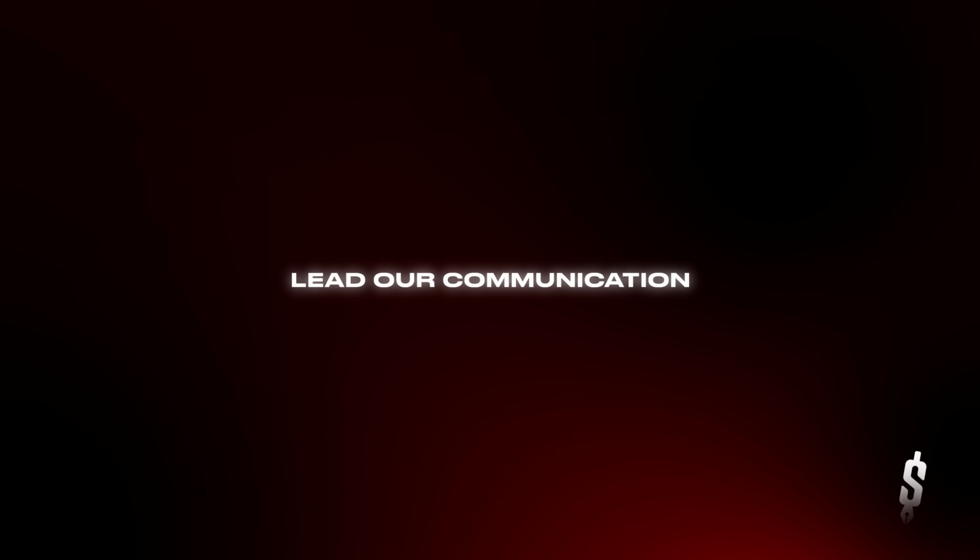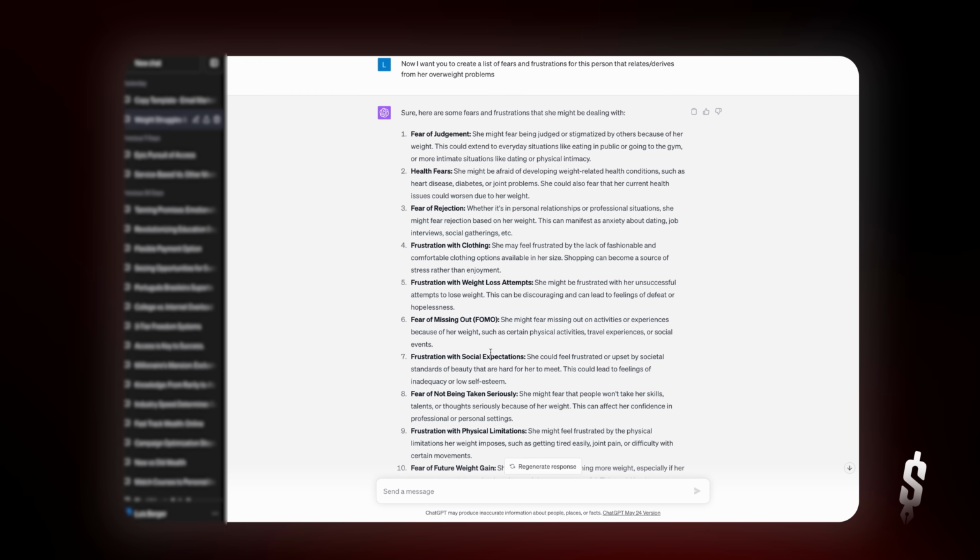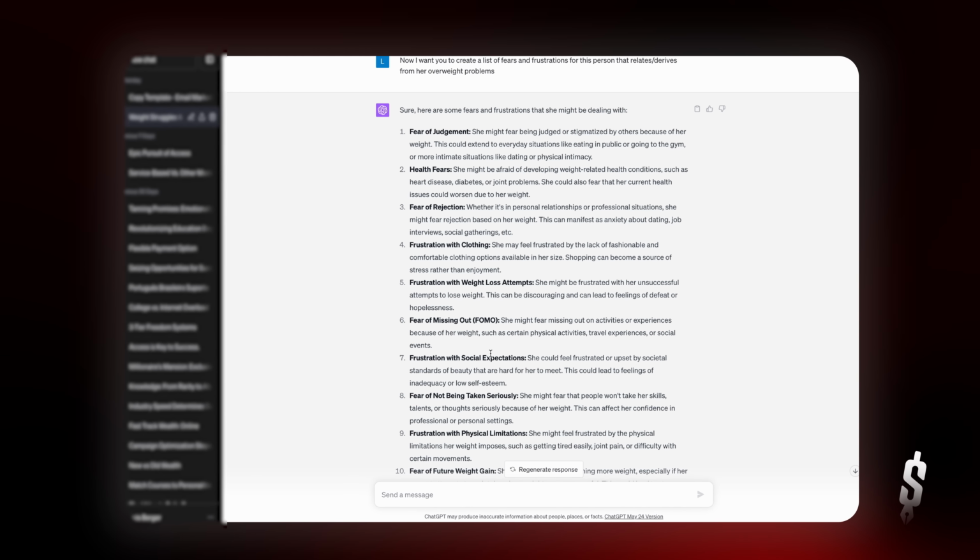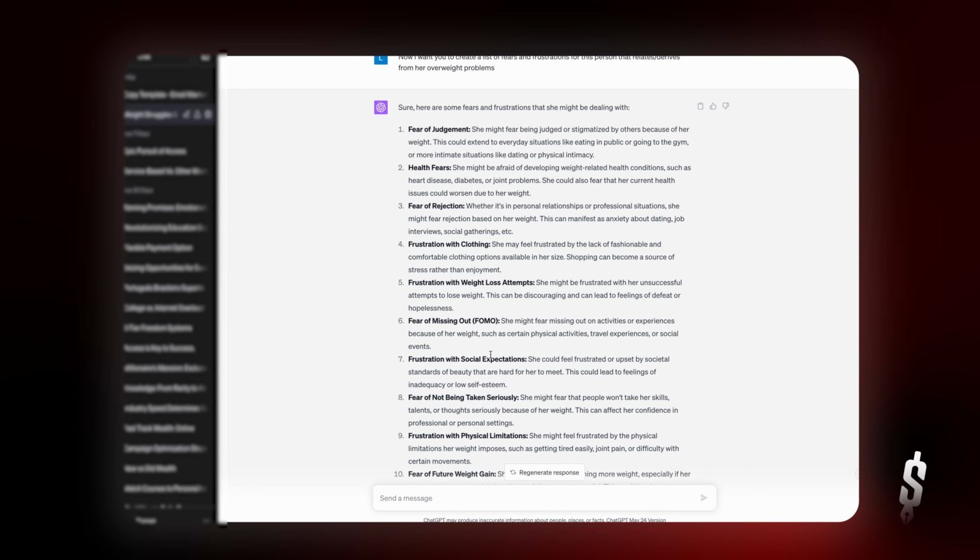Those are the problems we need to use in order to hook people, in order to get their attention and get them interested in what we have to say. And then lastly, what I did here is I asked ChatGPT to come up with a list of fears and frustrations, which is the entire end goal of this module, is to come up with a list of fears and frustrations.